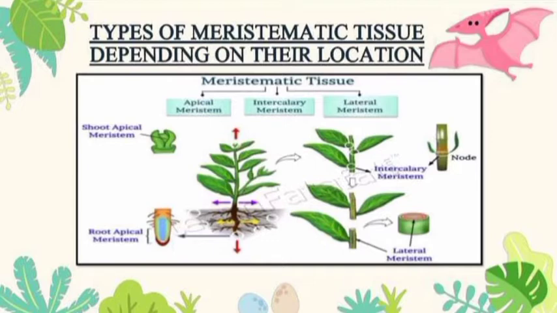Clear? Now the third one is lateral meristem. It is present in the lateral side of the stem and it increases the girth of the stem. So this is all about the three types of meristem.